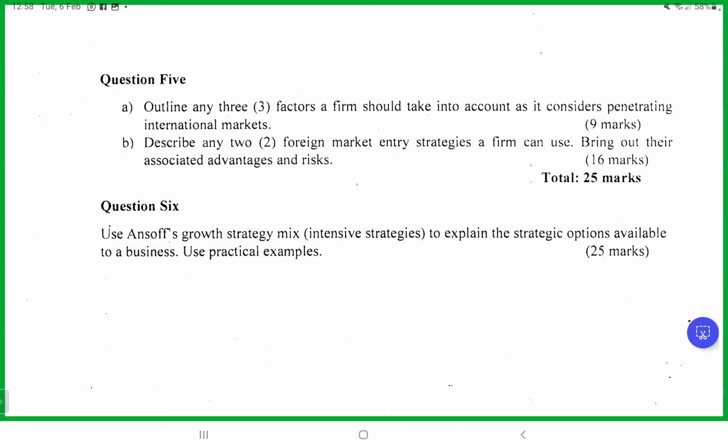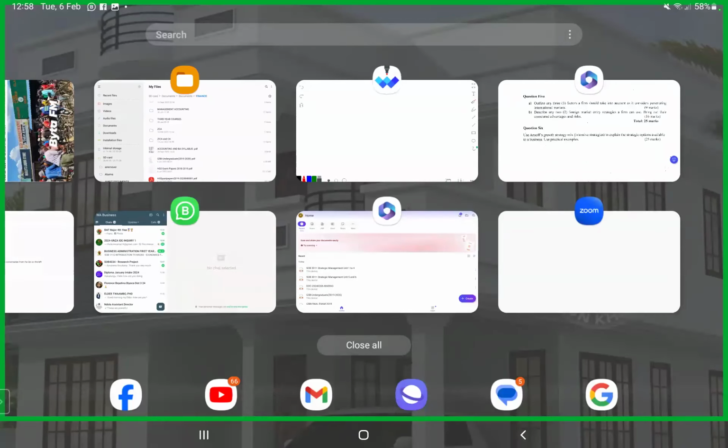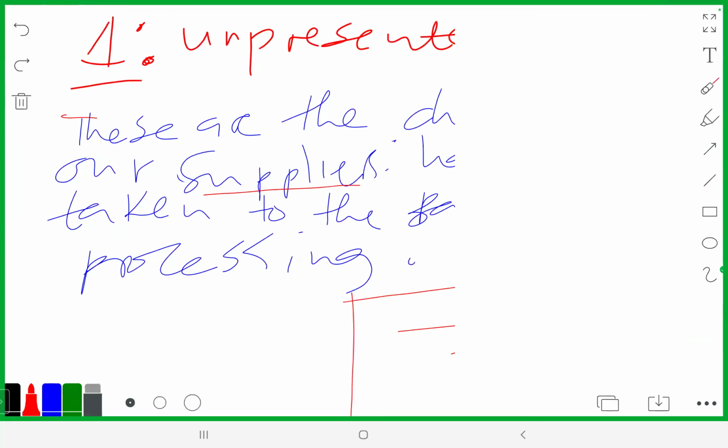Let me be quick to indicate that in the previous studies, we were looking at the analysis. So we looked at the different levels of analysis, but now we have opened the options. So let's look at this question and answer it successively. To start with, I want to explain the answer.